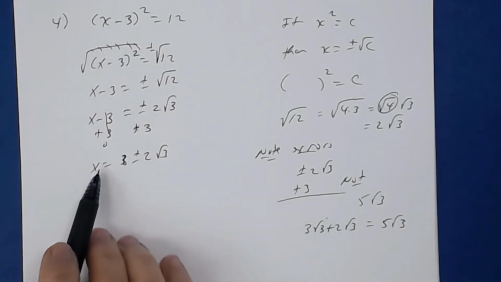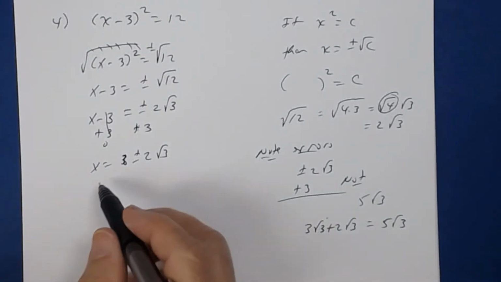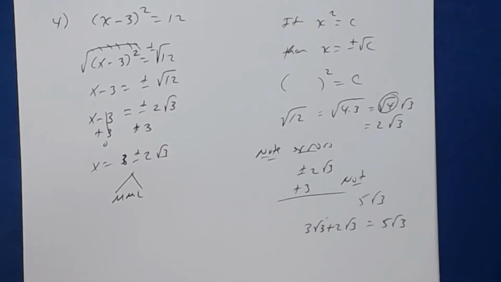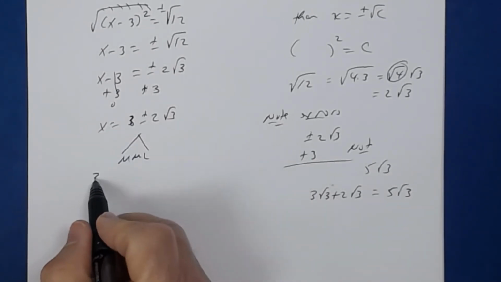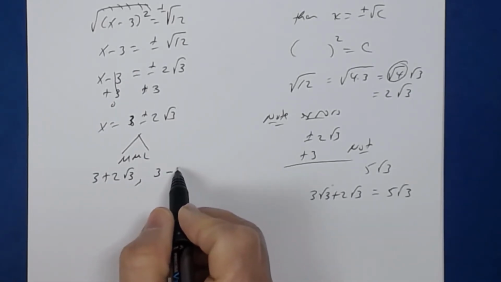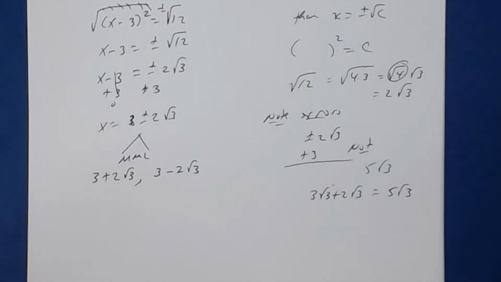Now, remember, this actually represents 2 solutions. So on MyMathLab, you're going to write it like this: 3 plus 2 square root of 3, comma, 3 minus 2 square root of 3. That's how you're going to write it. So those are your solutions.